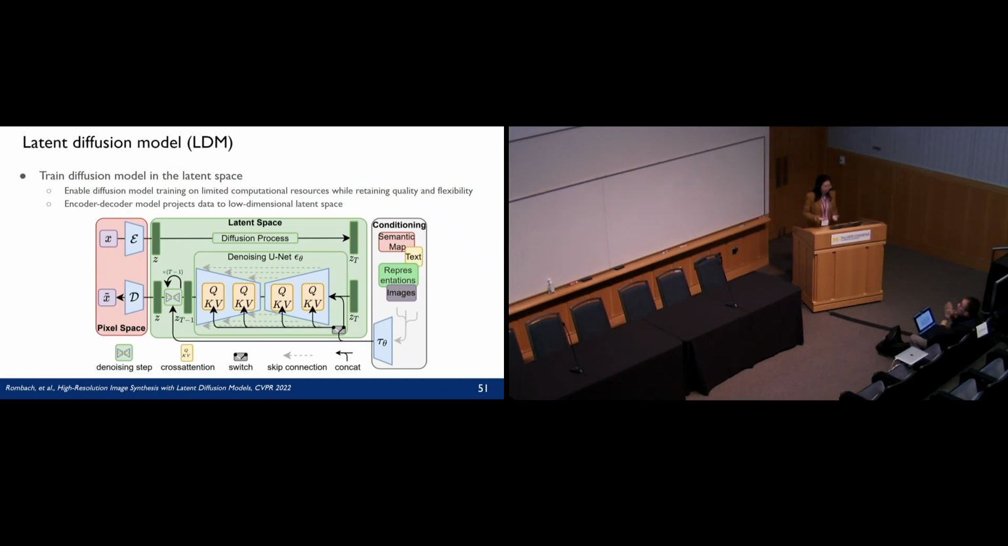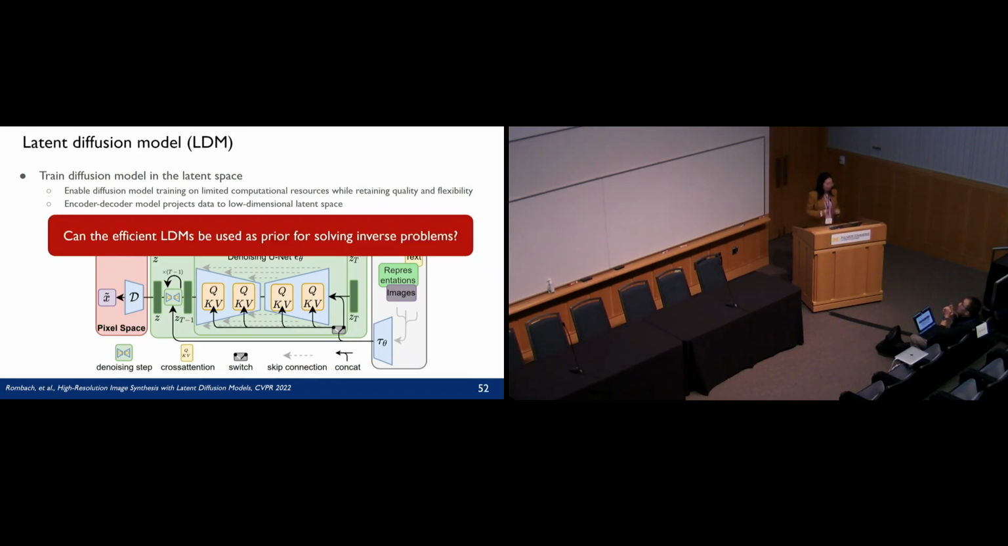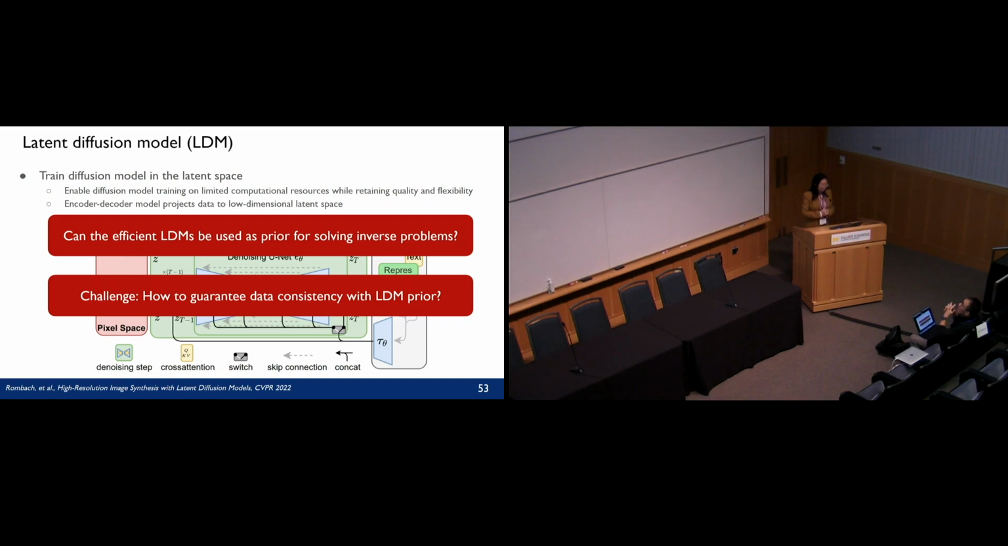But this motivates us to think about whether we could use such an efficient LDM model for solving inverse problems by using it as a prior. In order to do this, one challenge we're facing is how we can guarantee data consistency with the latent diffusion model. Because you have the encoder and decoder at the beginning and end to connect the latent space and the image space, while the measurements we have are all in the pixel domain. So how can we inject information in the latent space to enforce the conditional generation for the latent diffusion in a reliable way?